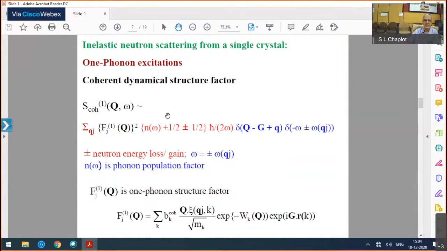Okay, so now the dynamical structure factor is written like this. It has a phonon population factor as a very important term. So depending on the phonon population, the intensity is proportional to that. For neutron energy loss, it is n plus 1. For neutron energy gain, it is n. And these are the terms corresponding to the conservation of the wave vector and of the energy. Yeah. So now that is the one phonon.